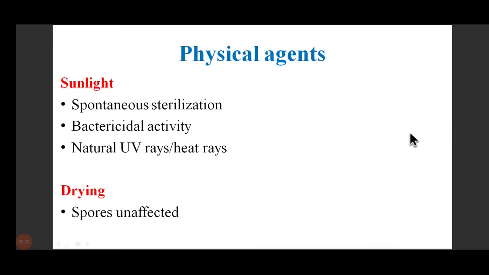Then you have the physical methods. The first method which you are using is sunlight. Sunlight is basically used for spontaneous sterilization of materials. It has a bactericidal activity.